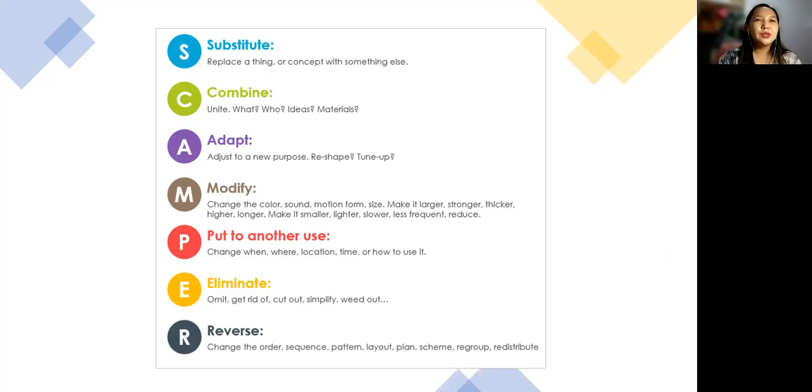Okay. So the second to the last one is eliminate. So search for opportunities that arise when you get rid of something or stop doing something. What products or services emerged when these questions were asked? What if people didn't have to leave their houses to go groceries shopping? What if you could buy something without leaving your car?